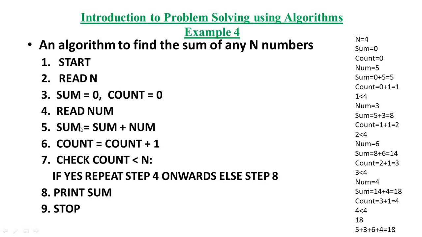So here you see step number 4, 5, 6, 7 keeps on repeating, executing again and again, which is called iteration.